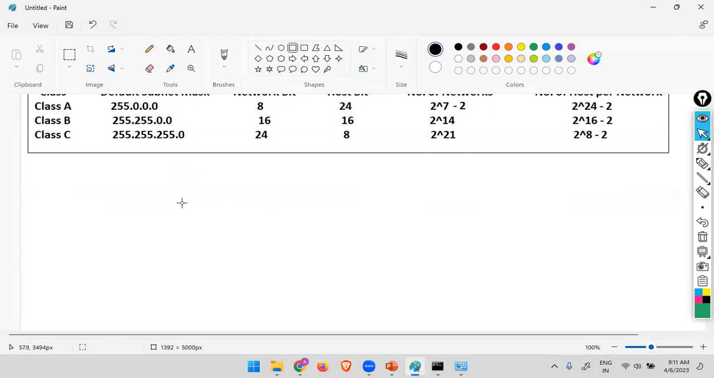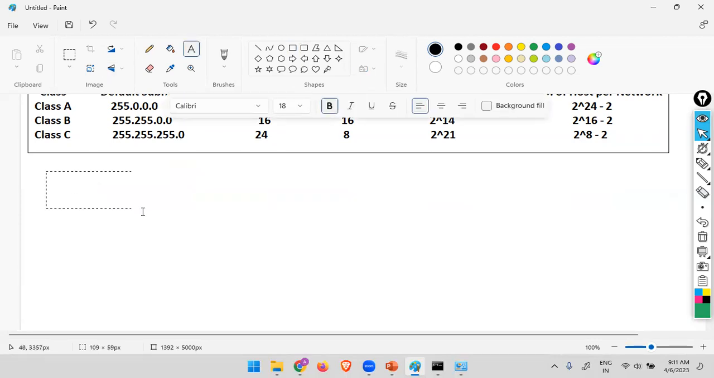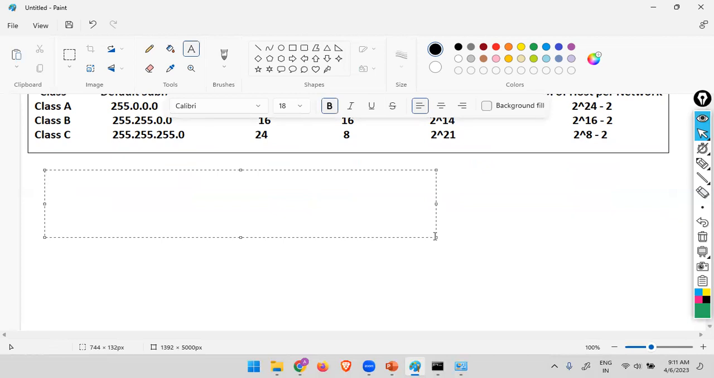The next thing you'll sometimes come across: subnet mask is not always given as 255.255 like this. Sometimes it is given in the slash notation also. This is also known as slash notation, CIDR value, prefix length. These kinds of words are used. You will be given one IP address, and with the IP address, a slash value will be written, and after that slash, the number of network bits will be written.